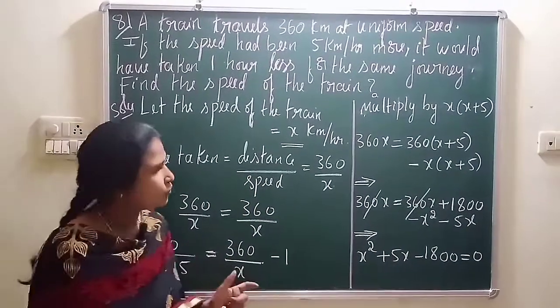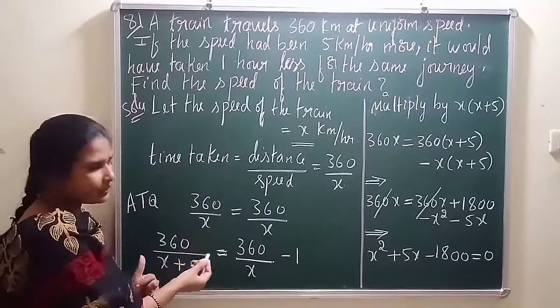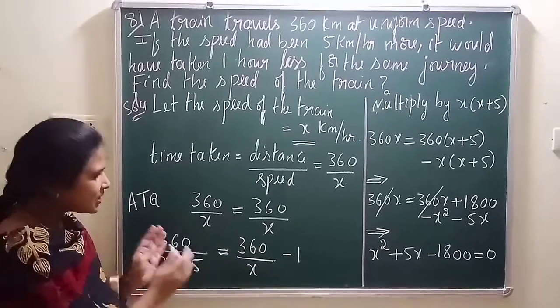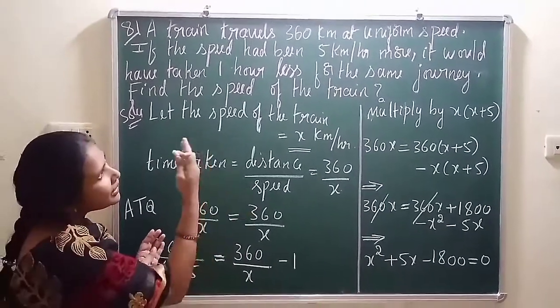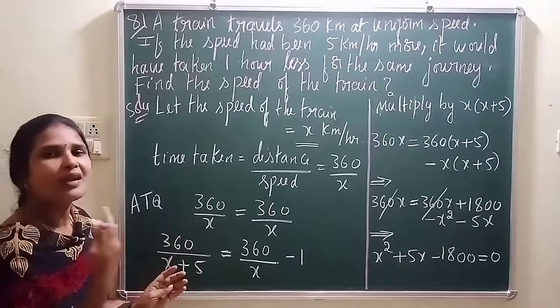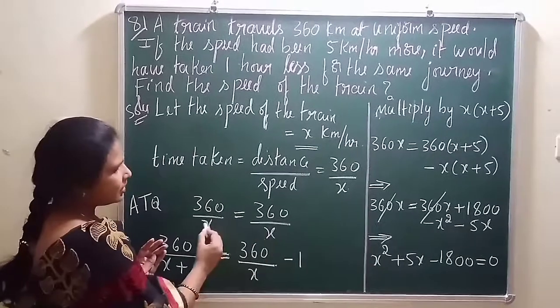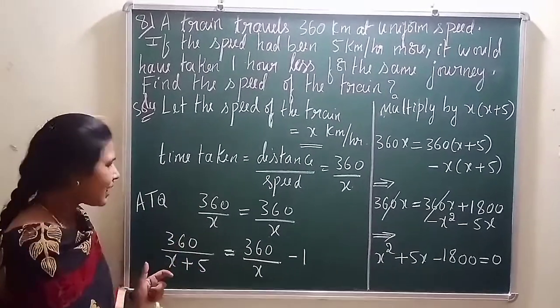Now with these two, I have to create an equation. So here I have written 360 by x equal to 360 by x. There is no mistake when I write this here. Why am I writing it? To explain the equation in a better way, to understand it better. You can neglect this 360 by x equal to 360 by x. Without this also you can write directly.